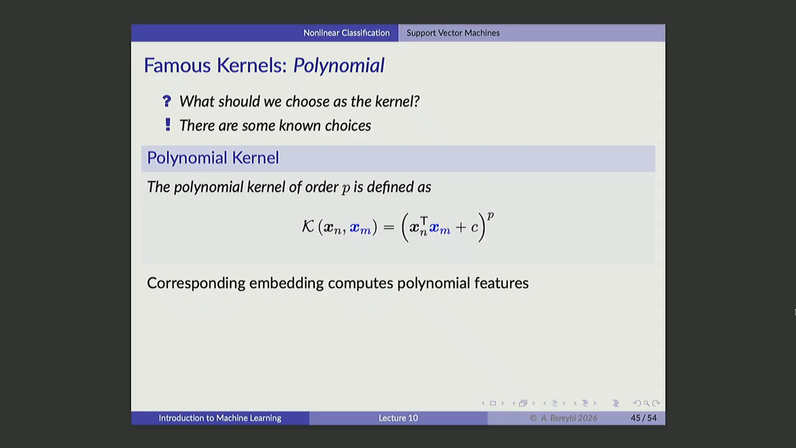Can you guess what this kernel really does? You get 2 points, you compute the normal correlation, you add up a constant, and then you take it to power p. Okay? What does it do? Do you have any idea? What kind of embedding would you think is happening?